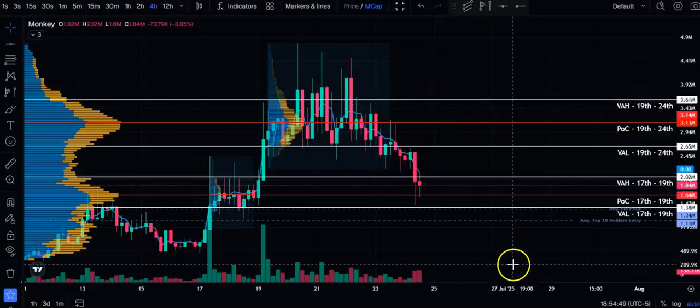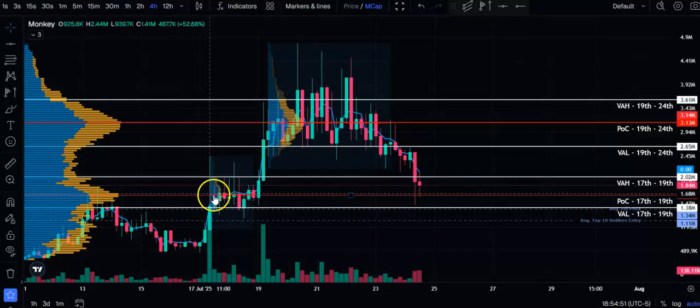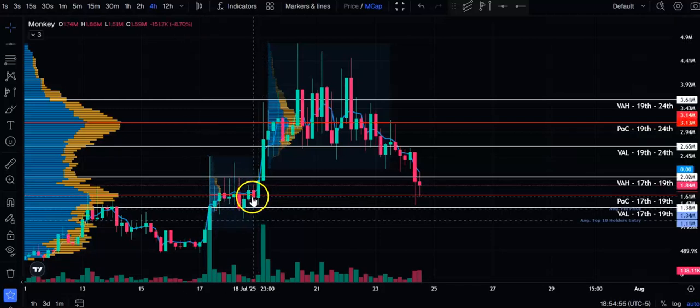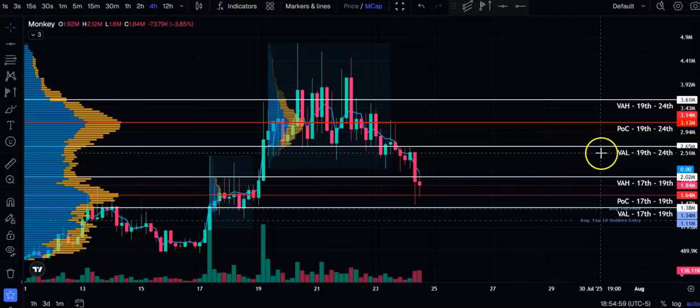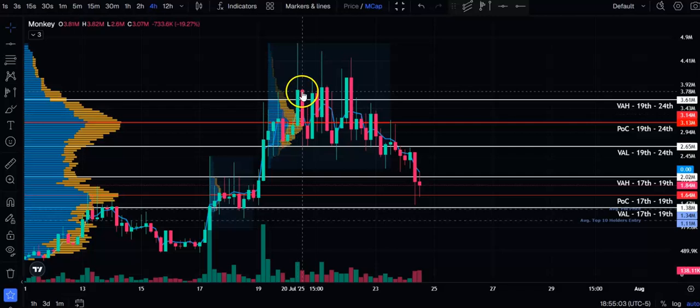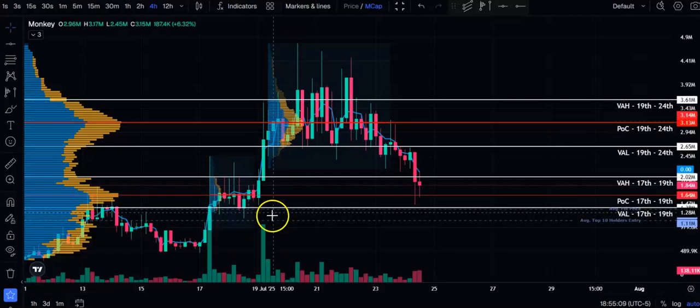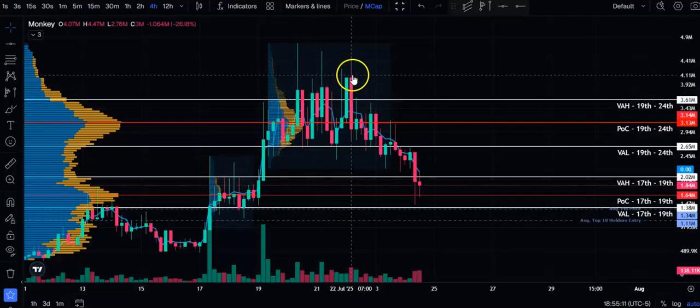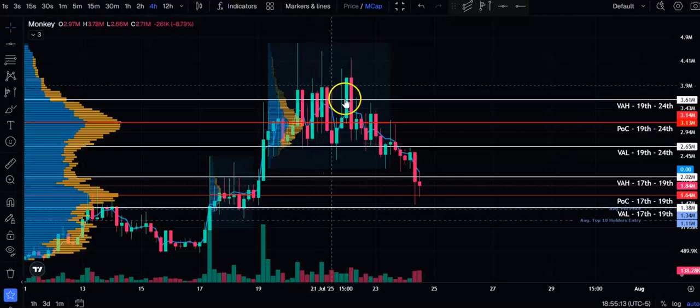Again, here we've got the same thing. So what we did is we quickly left this range, bouncing off the point of control, and entered into our second range, which operates between the 19th and the 24th. Now, price was continuing to push above the value area high. As you can see, it's going higher and higher, and we're wicking.